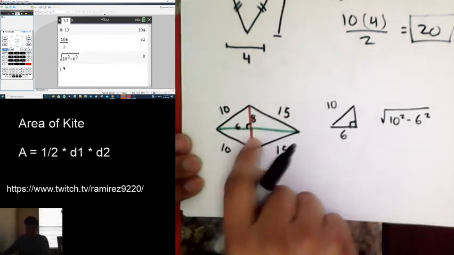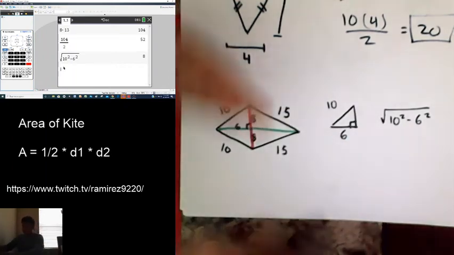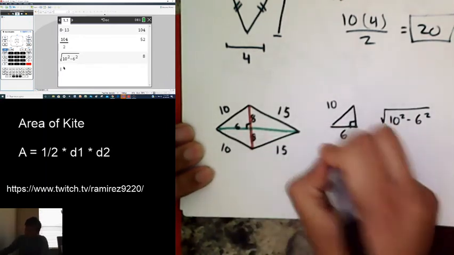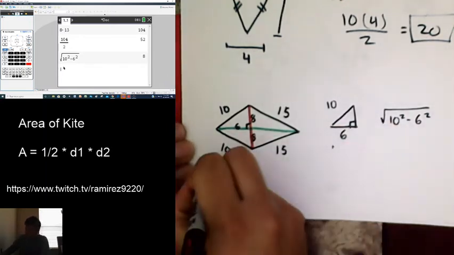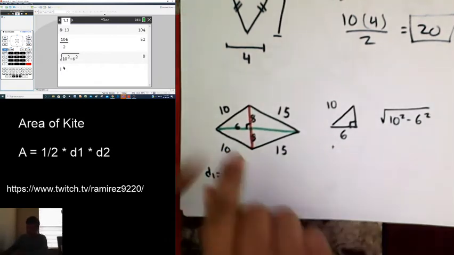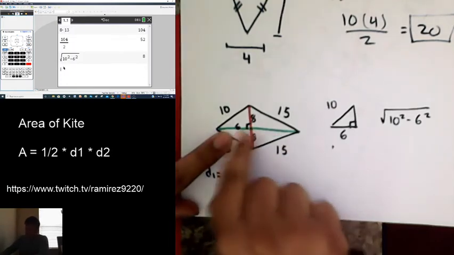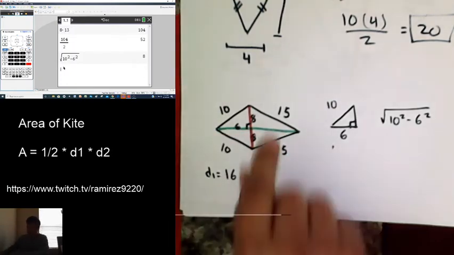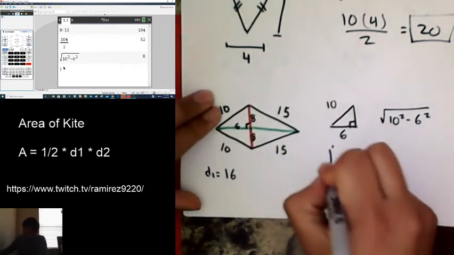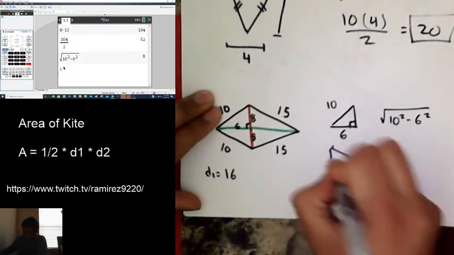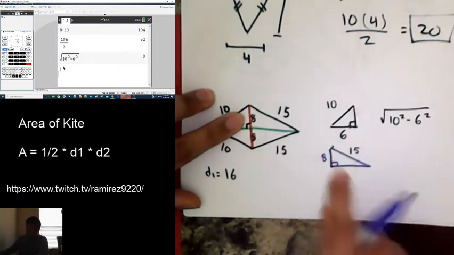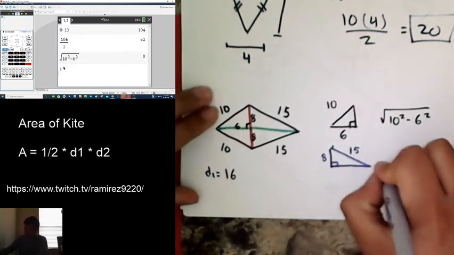So if that's 8, I would expect this to be 8 right away, because again, imagine folding it, these two will be the same. So one of my diagonals, I'm just going to write it over here, is 16. On my other diagonal, you can't say that this is 6, it's obvious, they're different sizes. But if we just focus now on this triangle right here, now we know this is 8, we know this was 15, and we're looking for this bottom part. Once again, we're going to do Pythagorean theorem.